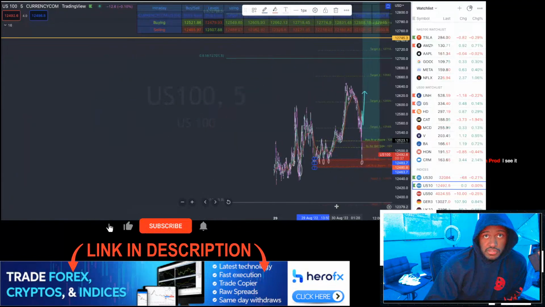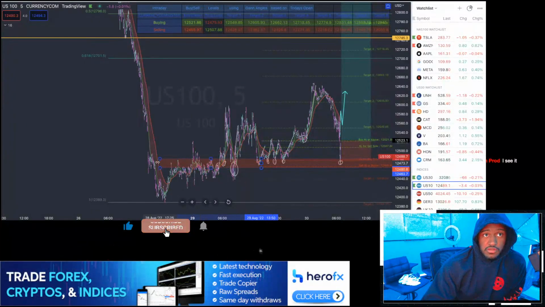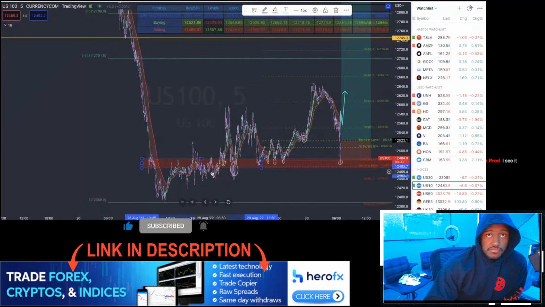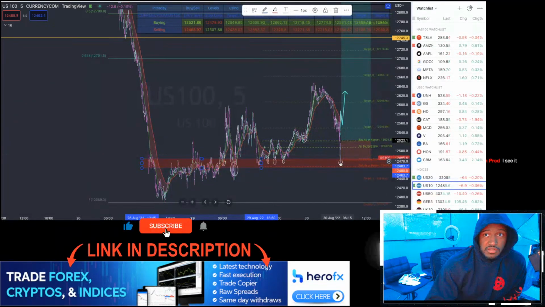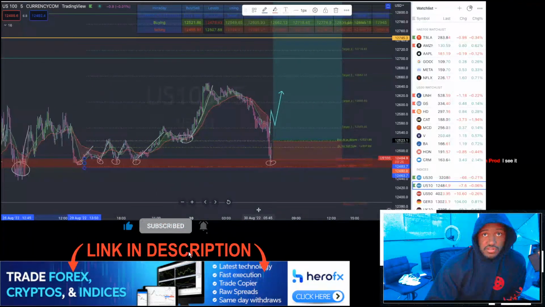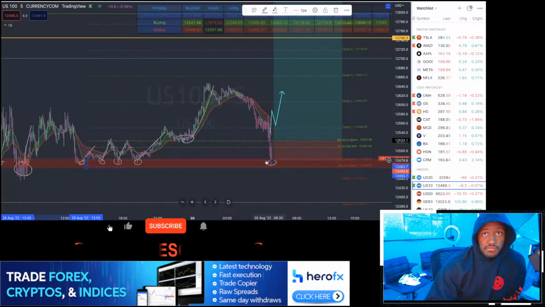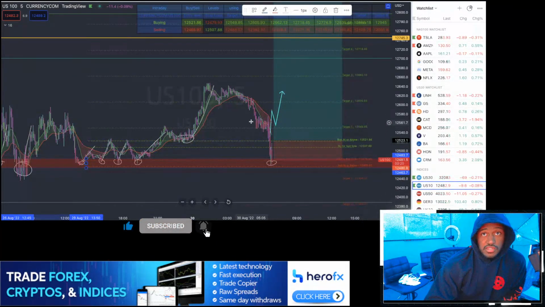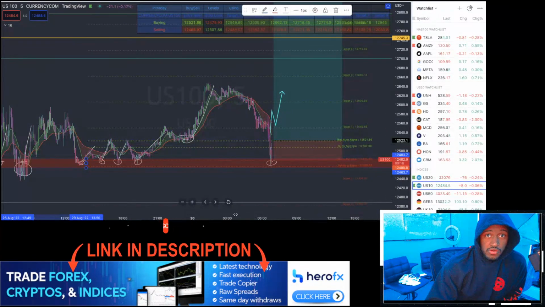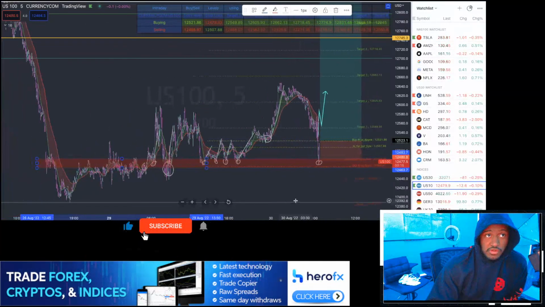So this is what I'm waiting for. They filled in that gap, played around, but it has yet to break this structure. This is just a wick out, getting traders out from the obvious. And we could have taken this sell scout. You know what I mean? The algo got us into the sell, hit TP3, we would have been done.